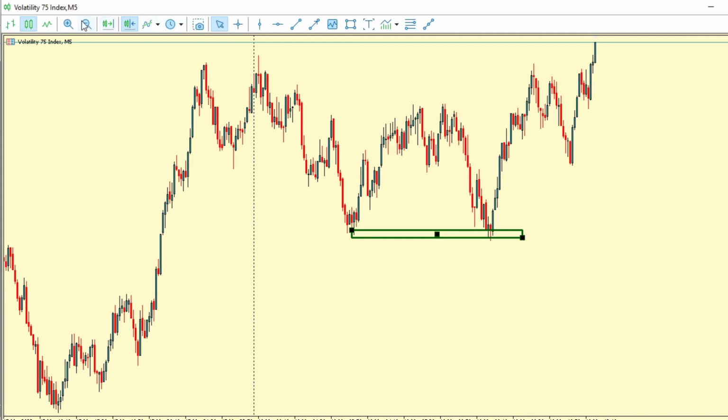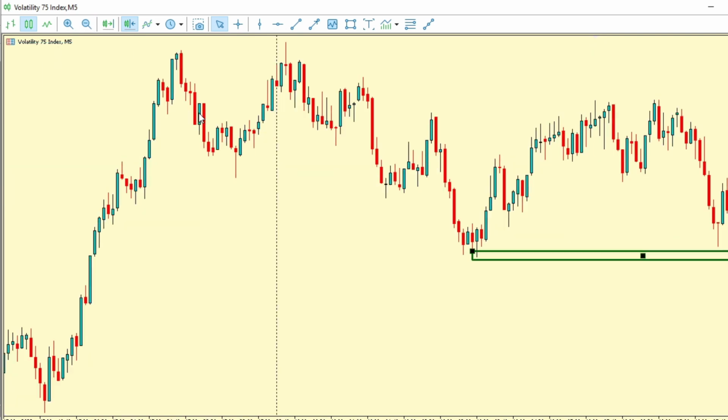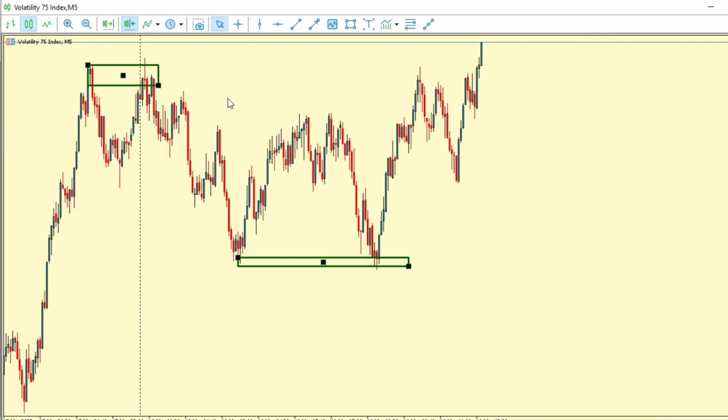Remember, I consider this candle here, the last opposite candle. It is the one that I highlight like this, highlight it, then I wait for the reaction.